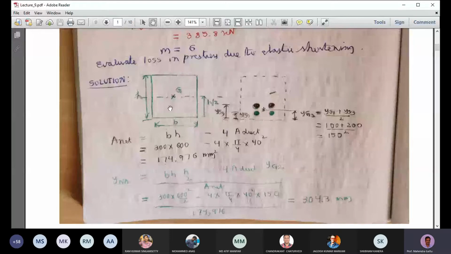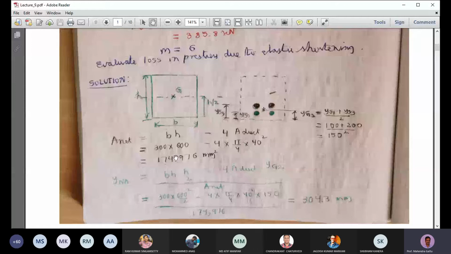We have a concrete rectangular cross section with 4 duct holes. We will split that cross section into 2 parts. One is the full concrete section, and from that we subtract the 4 duct holes located at those specific locations, YS1 and YS2. Then we can find the area and subtract those areas, and similarly we can find the neutral axis location and the moment of inertia about the neutral axis. First, the total concrete area is BH, and the area of the duct holes: 4 into the diameter of the duct hole, which is 40.